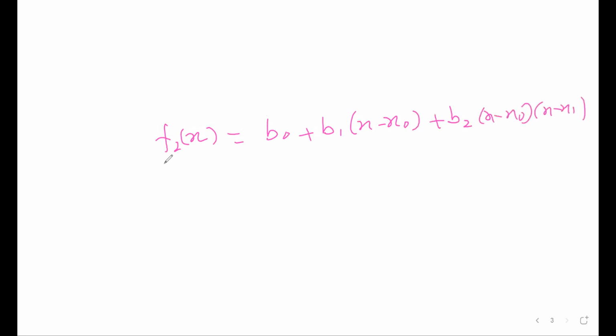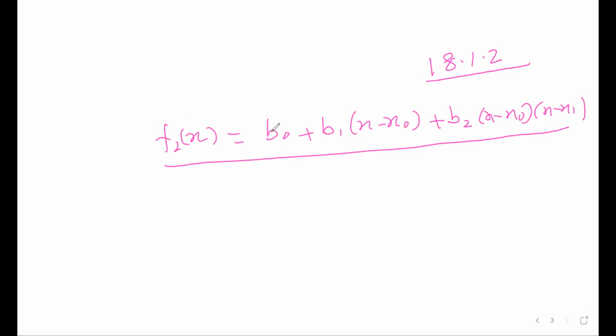Can you remember your Newton formula, the Newton interpolation polynomial, where we calculated two things, and a table was there? For the second order quadratic case, f2(x) is equal to b0 plus b1 into (x minus x0) plus b2 into (x minus x0) into (x minus x1). Can you remember? Yes, sir. This is in article 1.2.